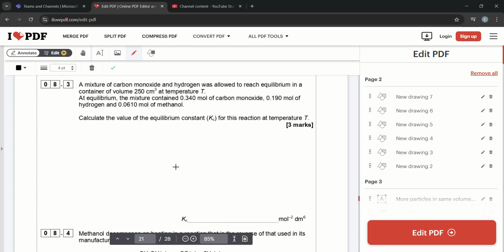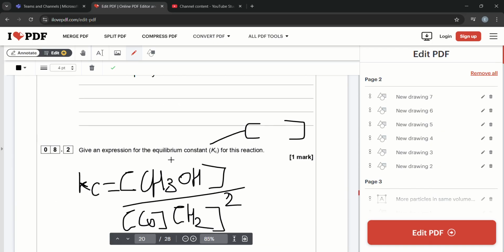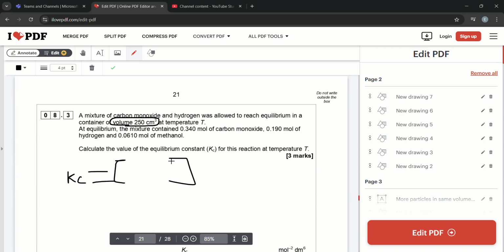Then these last 2 parts of the question. A mixture of carbon monoxide, hydrogen, and nitrogen reach equilibrium in a given volume, so we're definitely going to need to use that. A mixture containing this much at equilibrium, calculate the value of Kc. So Kc is going to be, well, CH3OH, methanol, 0.0610. However, what we're trying to find is a concentration.